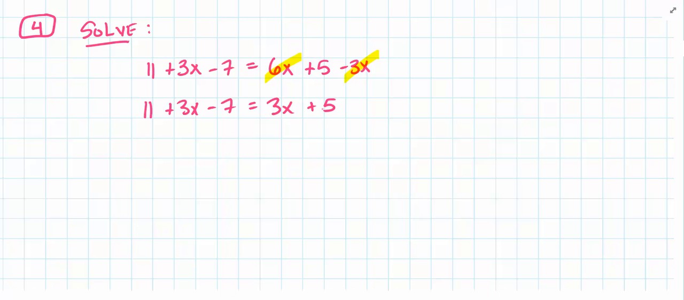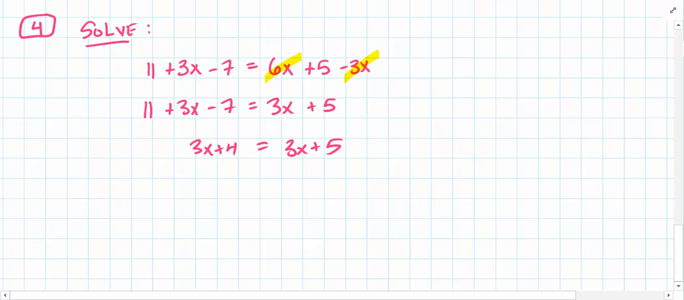So 11 minus 7, what would that be? Yeah, so I'm getting 3x plus 4 is now equal to 3x plus 5. What happens to the 3x's? They cancel out because it's balanced on both sides. So you end up with this statement, ladies and gentlemen. You get 4 is equal to 5.